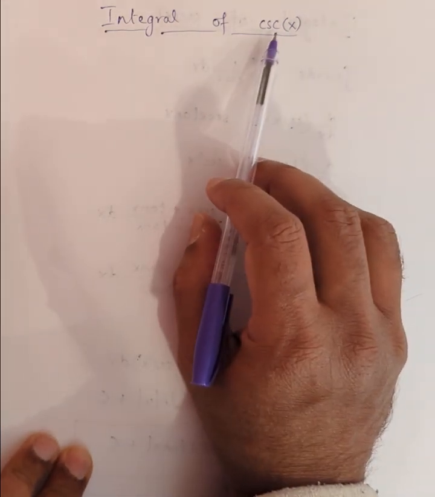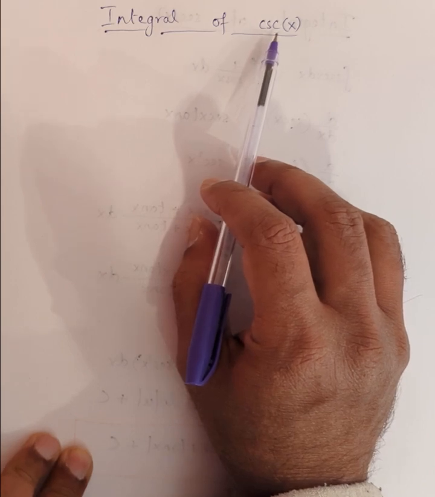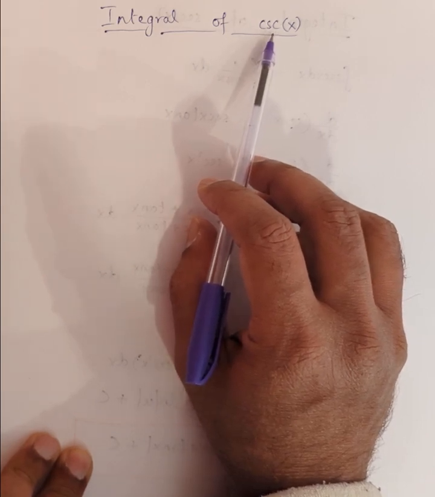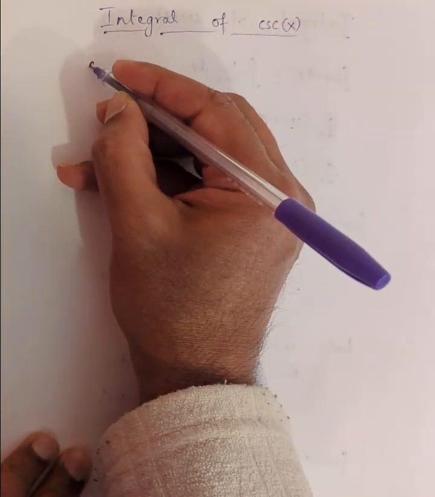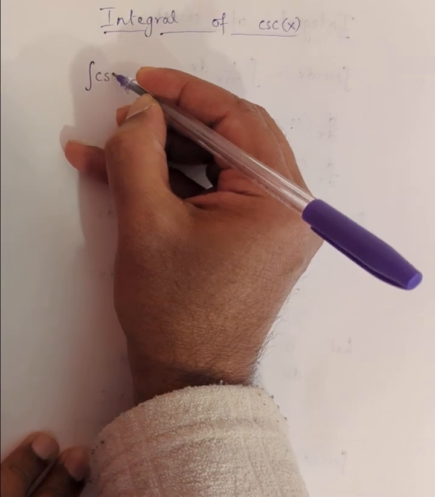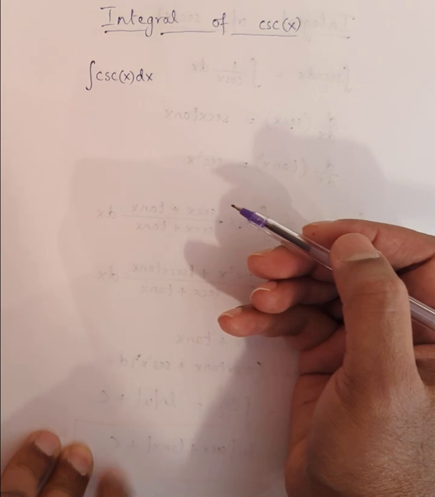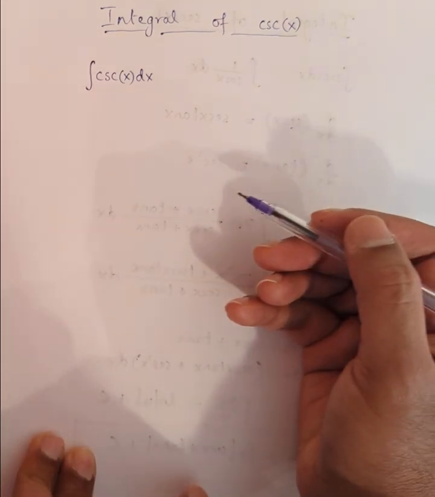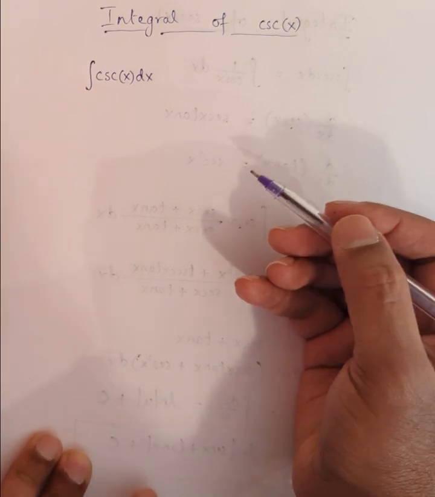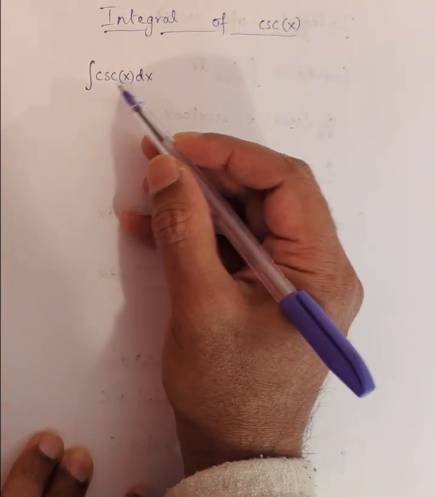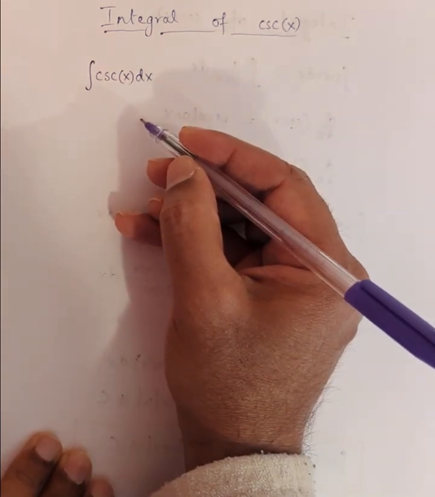Oftentimes in trigonometry and calculus, we are told to convert everything to sines and cosines. And cosecant is the reciprocal of sine. So writing the integral of cosecant x as 1 over sine x is not going to help us, because we don't have anything like the quotient rule or chain rule for integration. And we will apply a similar trick that we used for secant x. And this is how we began there.